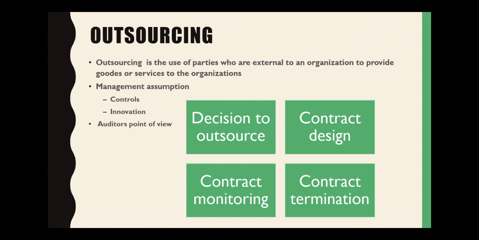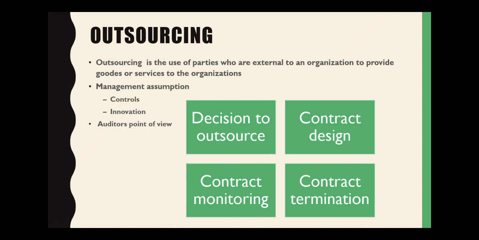The management assumptions about the outsourcing. The first is controls. Management perceive that they will be able to exercise greater control over the information system function if it is outsourced. And the next is innovation. The management assumes that the innovative information system function will be able to be used if they outsource this information system function.